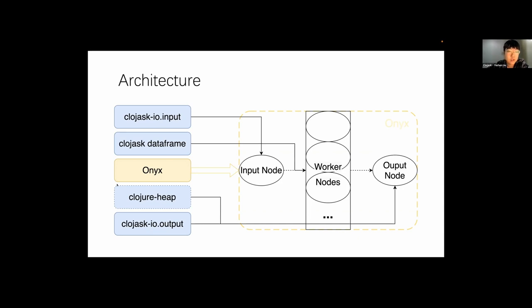For the output node, we use the Clojask heap and the Clojask IO output module to define it. Clojask heap is another library our team designed. It is a heap implementation in pure Clojure, and it is used optionally if the user has enforced the order of the output file to be the same as the input file. The Clojask IO output module is used to output the results into different file formats. For example, if the input file is an Excel file, we can also output our results as an Excel file.